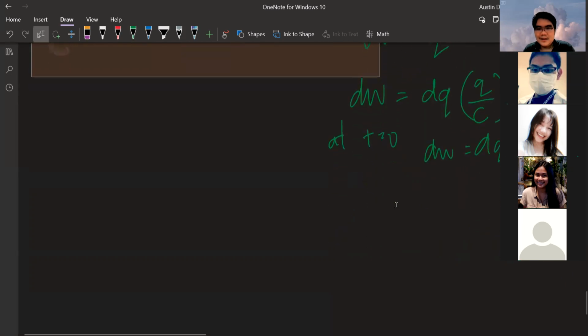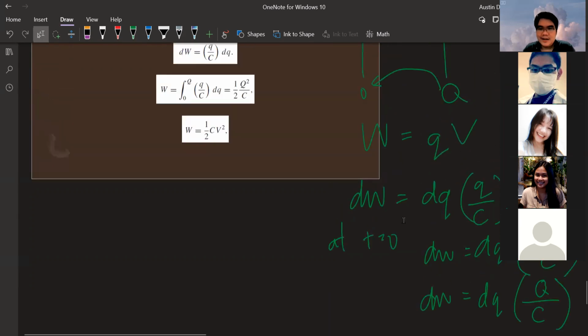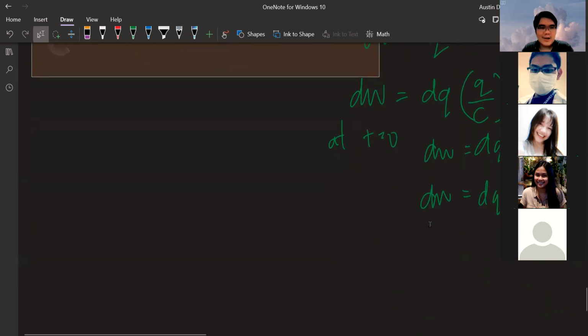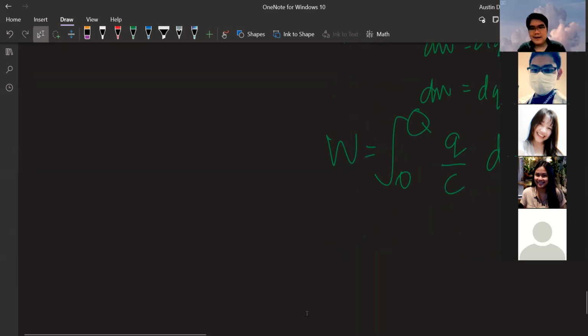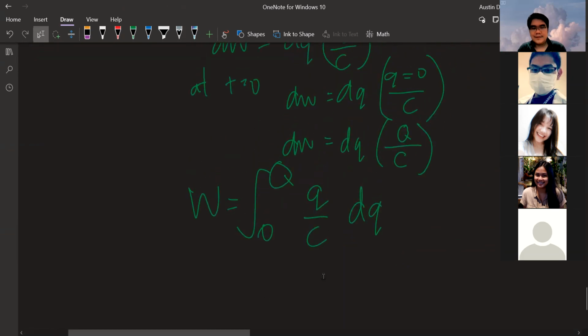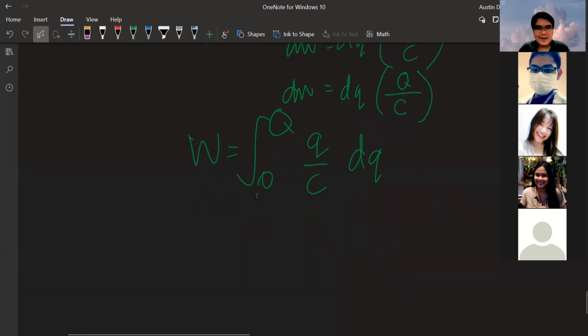Tama? And then at the end of the time, nung na-charge mo na, dQ, yung nalipat mo na na-charge. Okay? So in mathematics form, yung total work done will be the sum ng paglilipat mong yun. So integral from 0 to capital Q of Q over C dQ. Okay? Make sense to, di ba? Kasi pag nasa 0 tayo, ito yung mangyayari. Nasa Q tayo, ito yung mangyayari. So in general, ganito yung itsura niya.